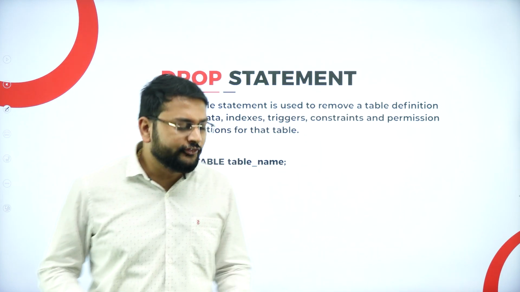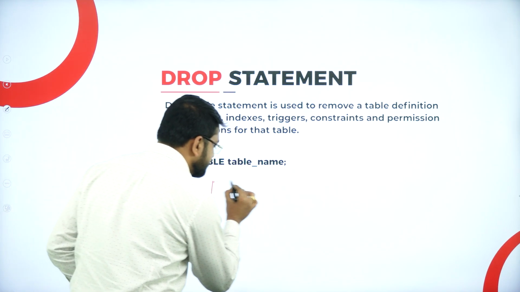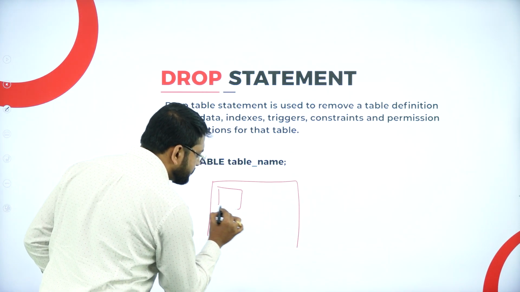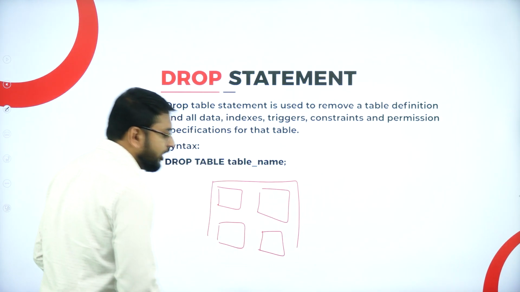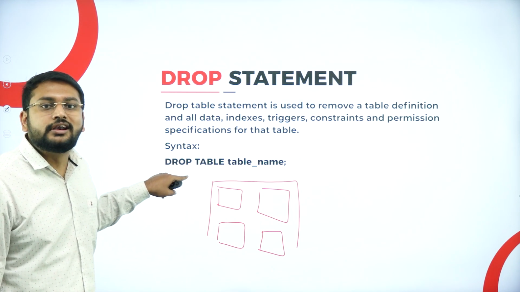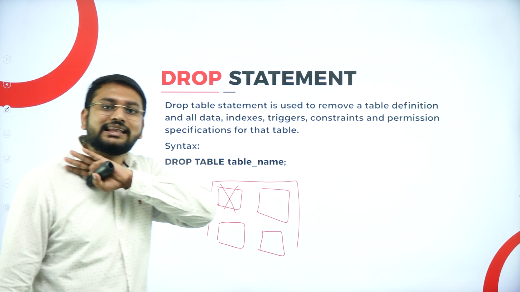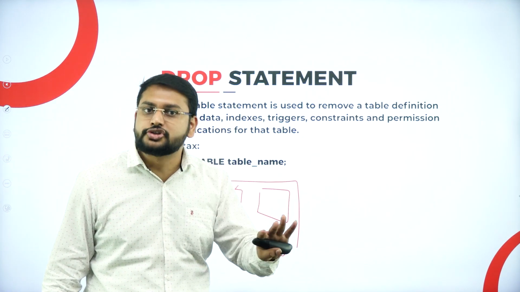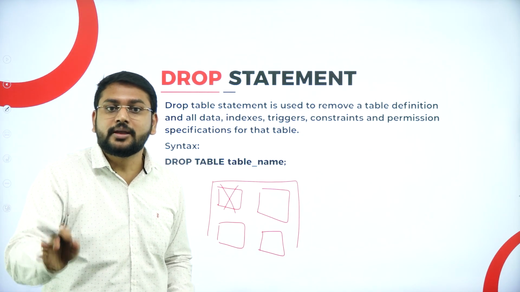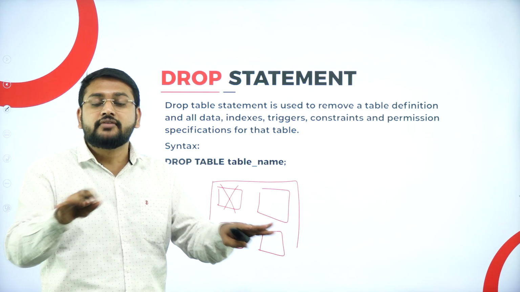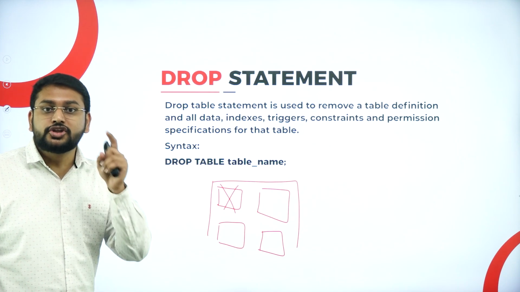So what is the meaning of this drop? Drop in the sense, imagine this is a database, okay? This is my table, okay? Like this, I will have multiple tables in my database. If I use the command called drop, then the entire thing, whatever I have with respect to this table, will completely be erased. Even the structure of the table will be erased. The details with respect to that particular table will be erased completely. I will not have any clue with respect to that particular table. So that is what you need to remember.